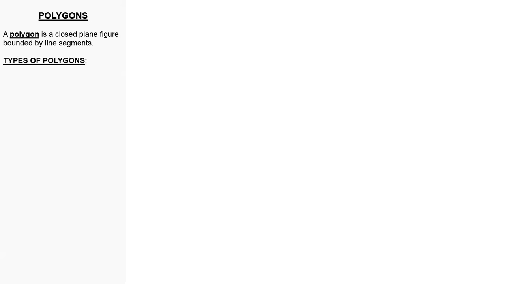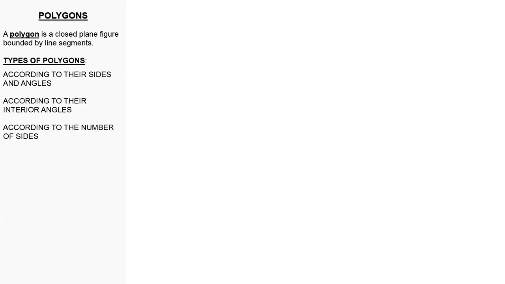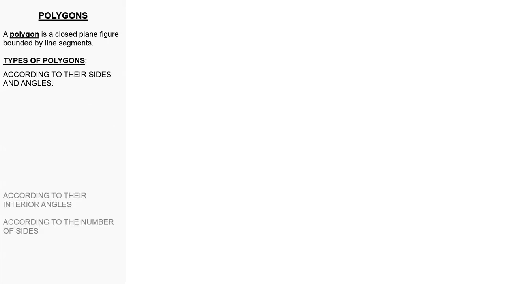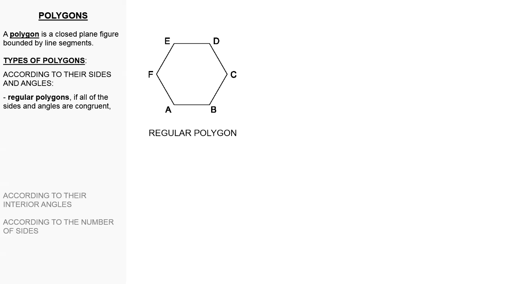Let us see now different ways for classifying polygons. Polygons can be classified in three different ways, according to how their sides and angles are with each other, or according to the amplitude of their interior angles, or according to the number of sides they have. If we classify them according to how their sides and angles are with each other, there are three types of polygons. Regular polygons, when they have congruent sides and congruent angles.